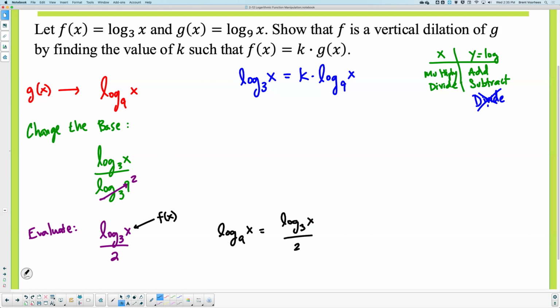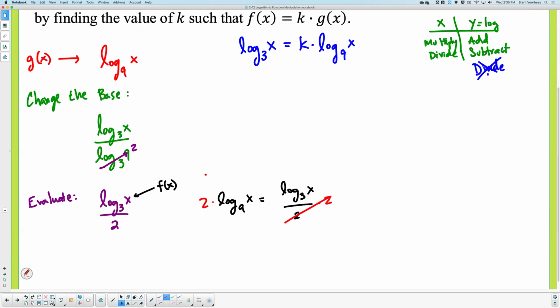Now, how I know that's my answer is, I need to get f of x isolated. I need to get the f of x all by itself. So how do I get f of x right here all by itself? Multiply by 2. That right there represents the answer. So this has to be the value k. This is the value of g of x. And this is the value of f of x.